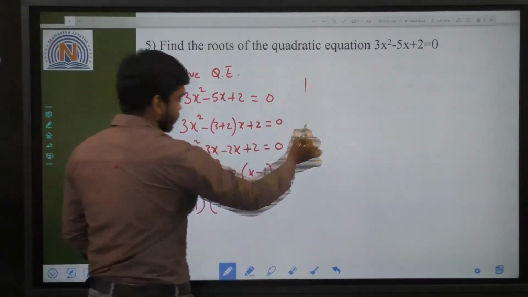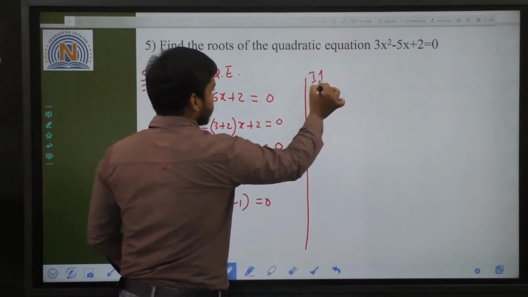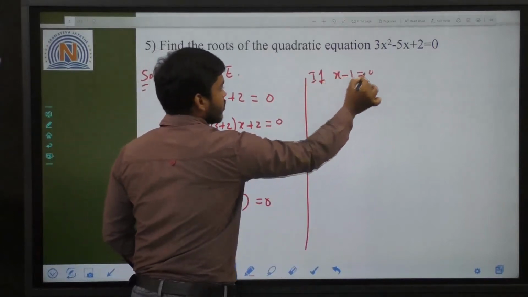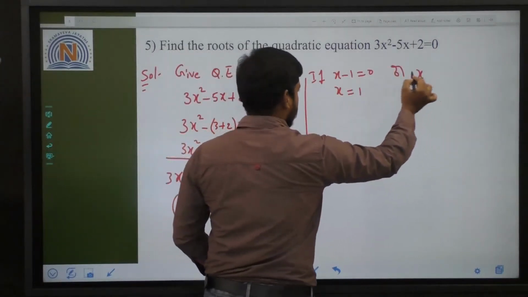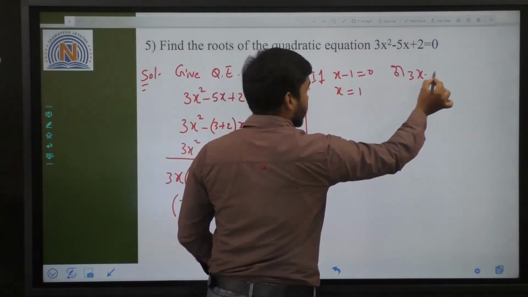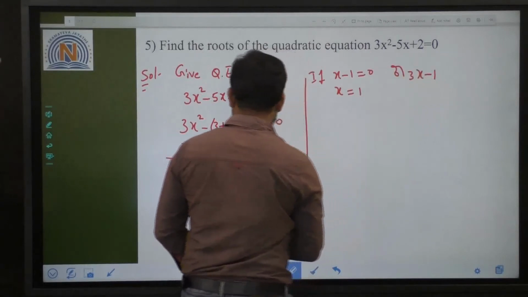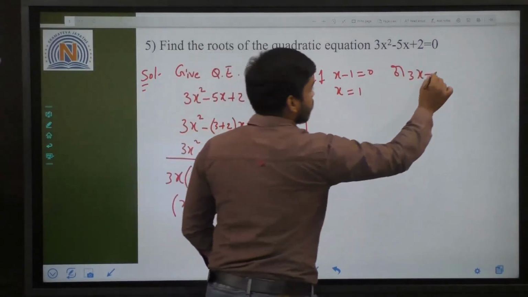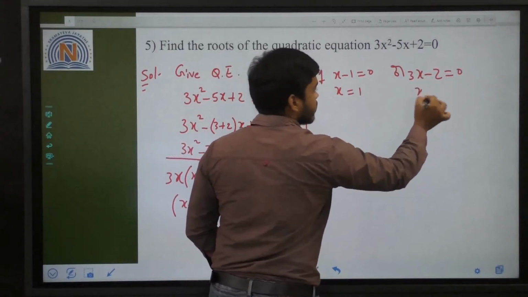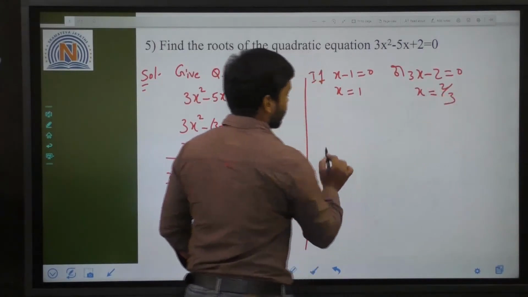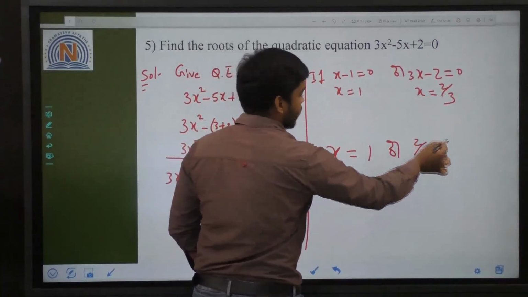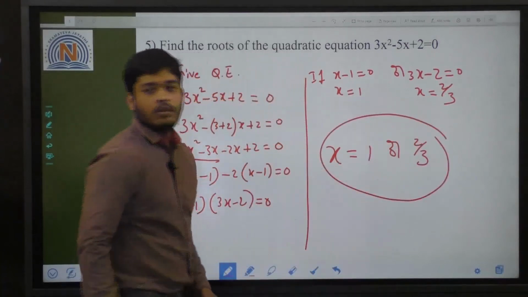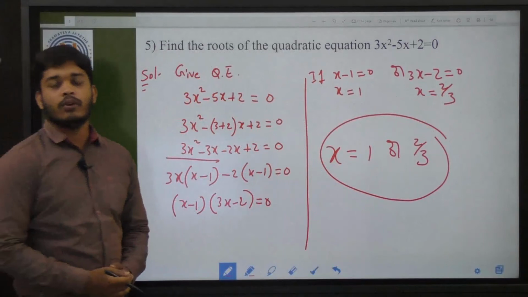See here, if x minus 1 equals 0, x equals 1, or 3x minus 2 equals 0, then x equals 2 by 3. What are the x values? The x values are 1 or 2 by 3. These two are the solutions of the given quadratic equation.